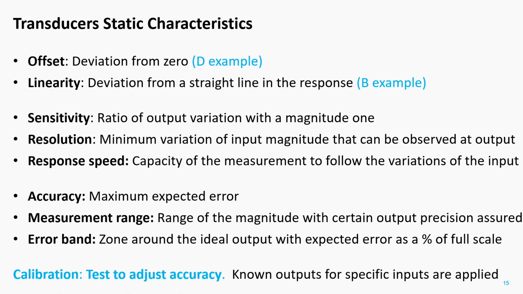Apart from them, we have already mentioned the accuracy, that is the maximum expected error in the output of the transducer; the measurement range, in which a certain precision can be ensured; and finally the error band, that would be the zone around the ideal output where the expected error can be ensured as a percentage of transducer full scale. That is assumed and can be calibrated.